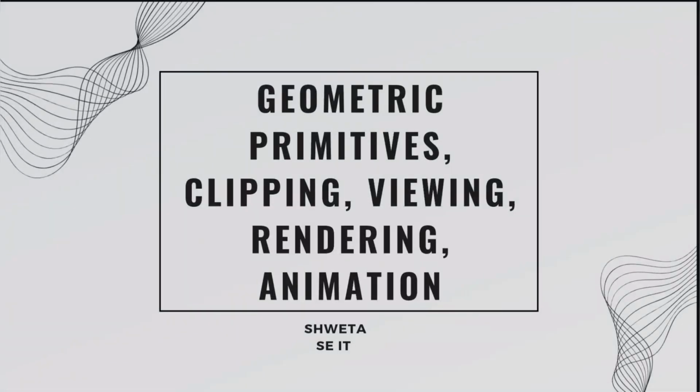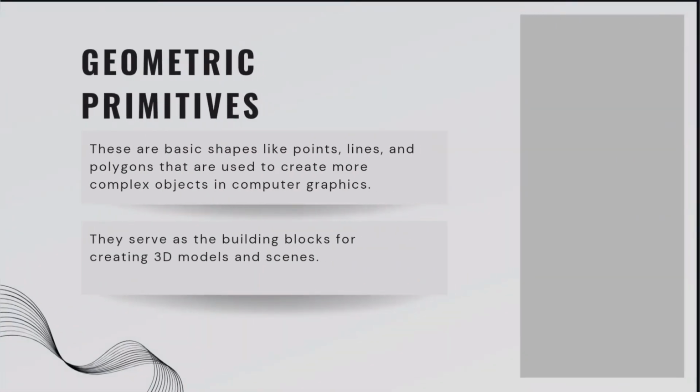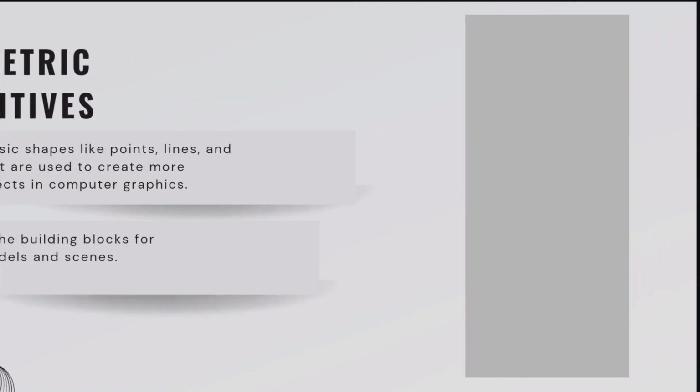Hello everyone, in today's video I am going to explain geometric primitives, clipping, viewing, rendering and animation. So first talk about geometric primitives. These are the basic shapes like points, lines and polygons that are used to create more complex objects in computer graphics. They serve as the building blocks for creating 3D models and scenes.